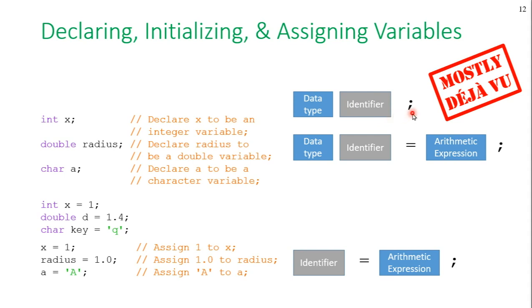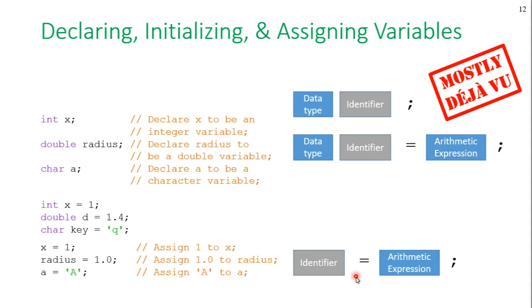And then a semicolon. Or you can specify the data type, like int x, an identifier x, and then the equal sign, a single equal, and then an expression that is going to evaluate into a value of the same data type that you specified here, and you're going to assign that value to the variable, so you're going to use the value to initialize the variable. So we've seen that syntax already, okay?